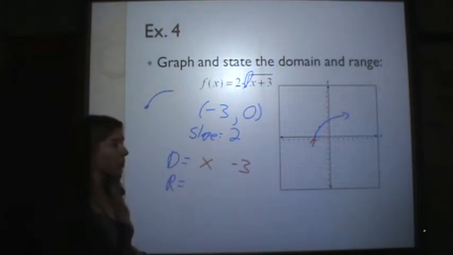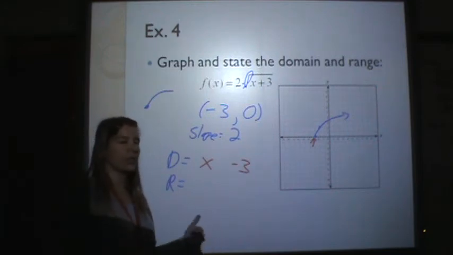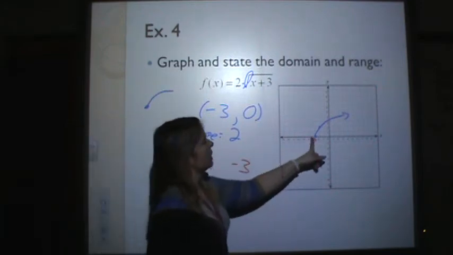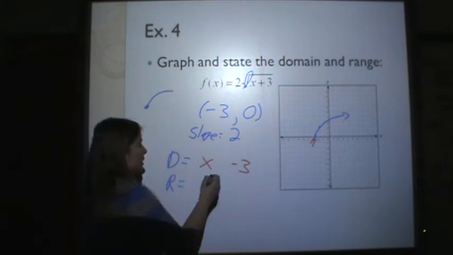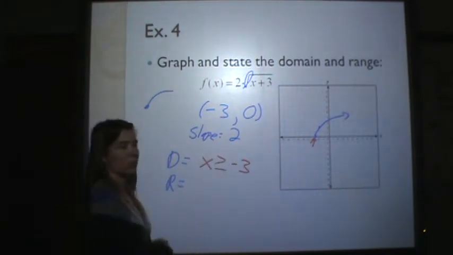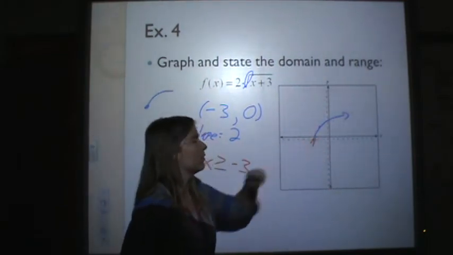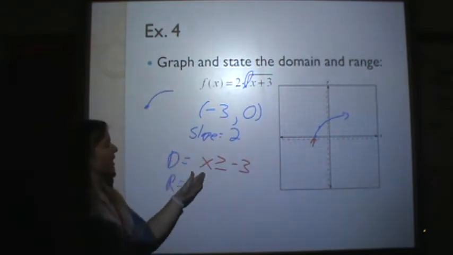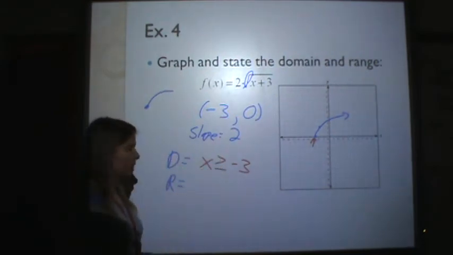The way we write a domain is with an inequality, a greater than or a less than symbol. Since we are going to the right, that means it's going to be a greater than and also an equal to, because it can equal -3 there. So my domain is x is greater than or equal to -3.